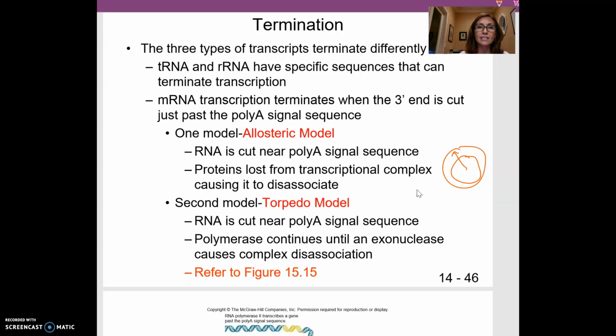So transfer RNAs and ribosomal RNAs have specific sequences that allow termination to happen that are different from messenger RNA. There are two models, really, that termination occurs in eukaryotic cells. So one model is called the allosteric model, which you see right here. Let me get another color. The allosteric model is where the RNA is cut near what we call the poly-A signal sequence.